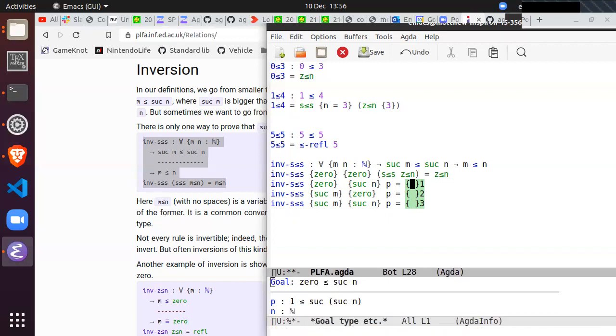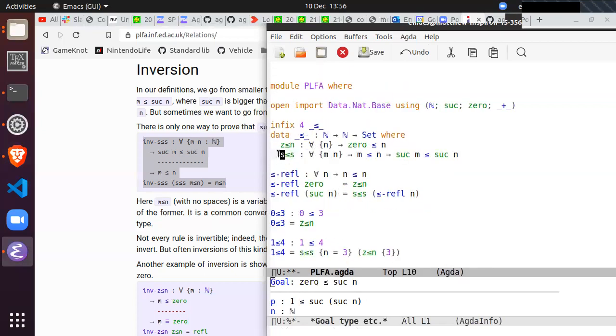Now, the crucial thing to note here is that no matter what our pattern match on m or n is, P is always going to be a proof of something in the form suc m less than or equal to suc n. That's what we said at the beginning. So Agda looks at our definition of less than or equal to, and it sees that it has to produce something of the form suc m less than or equal to suc n. Okay, so it knows that it can't use this constructor.